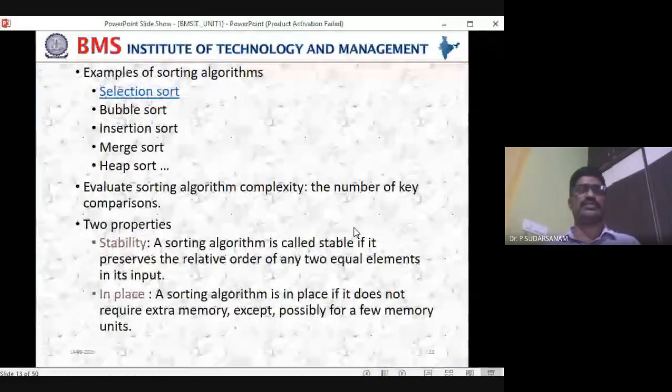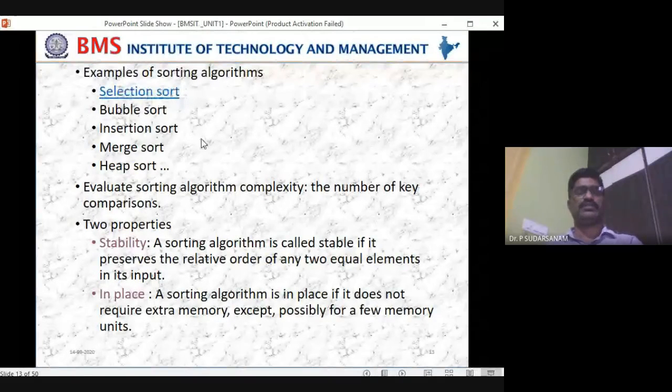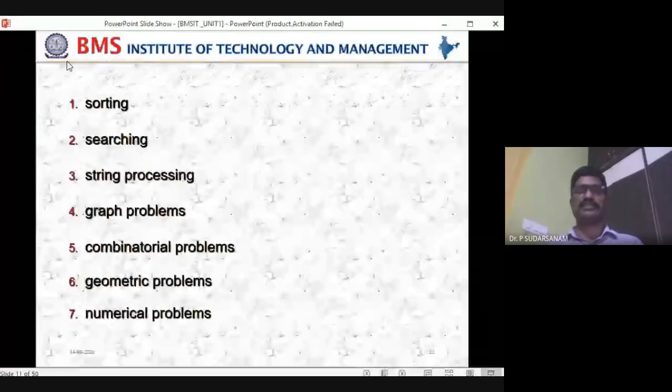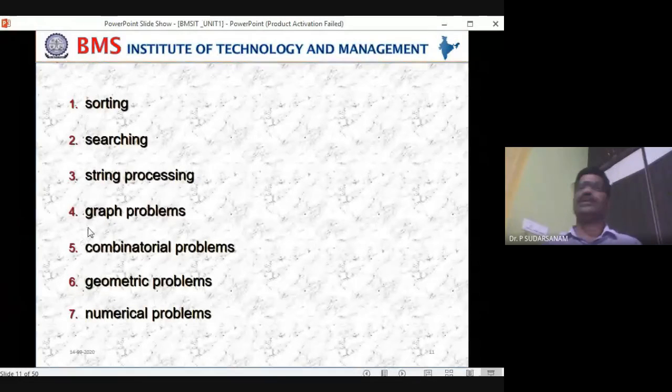We will sort examples for the sorting problem. What you will be studying is this one only: sorting problems, searching problems, strings, and graph related problems. That is what I have told you. So what types of problems will you be studying? This one only. This is what you have to write, and you have to write it briefly.